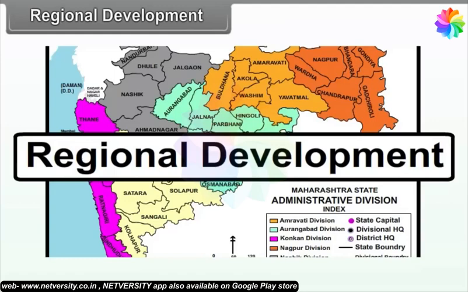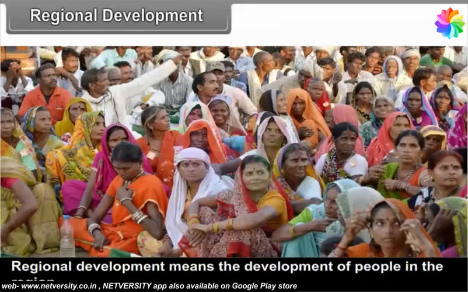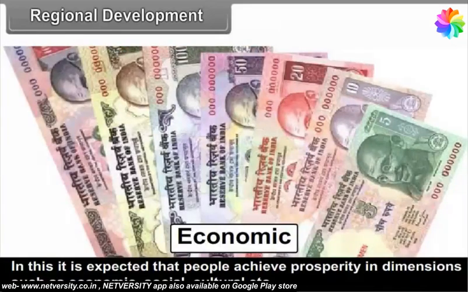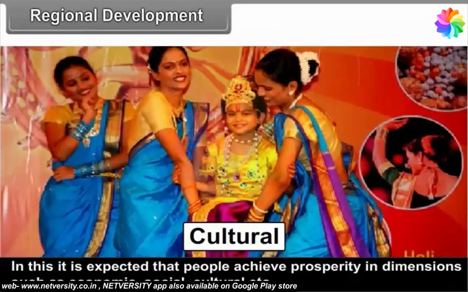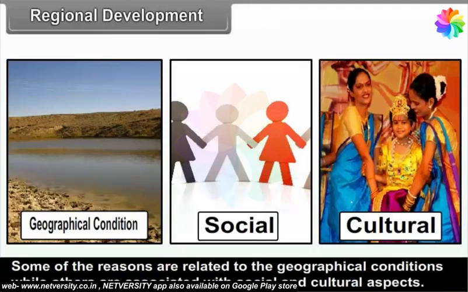(8.2) Regional Development. Regional development means the development of people in the region. In this, it is expected that people achieve prosperity in dimensions such as economic, social, cultural, etc. For a number of reasons, the process of regional development becomes quite complex. Some of the reasons are related to the geographical conditions, while others are associated with social and cultural aspects.